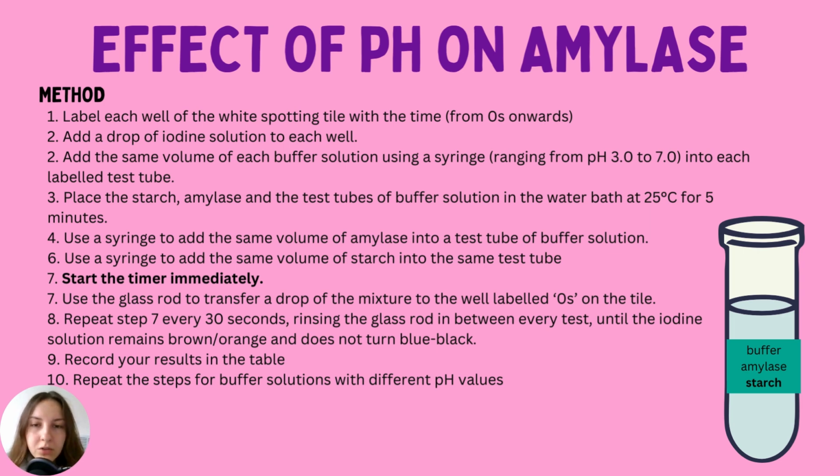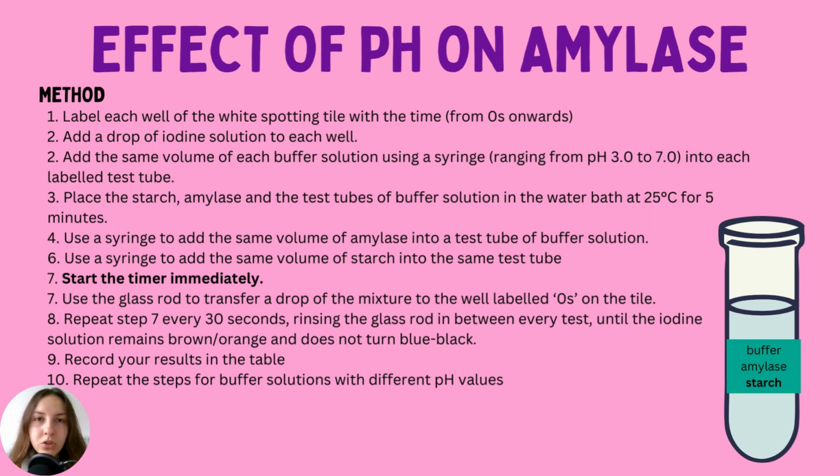Now, you can mix those wells if you want to with the glass rod. That would be a good idea, but make sure you do it to all of them. And you may want to wipe that glass rod every time so you don't transfer any solution into another well. As soon as you see a color change from blue black, and then you see an orangey brown color, the orangey brown color tells you that there is no more starch present. And that's when you know the reaction has finished.